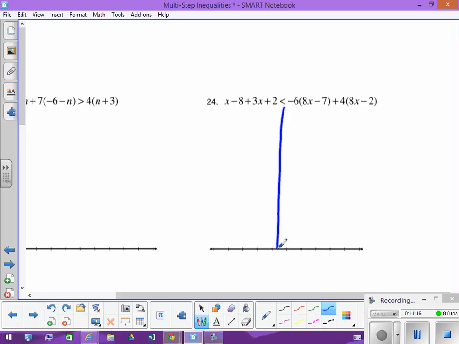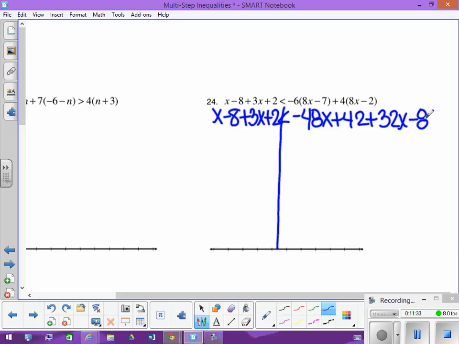Okay, we can distribute. So if we keep everything the same, we've got negative 48x plus 42 plus 32x minus 8. You've all got calculators, you've done multiplication. Very long, but it's not hard. So now we need to look at combining like terms. So we look at the left side. What can we put together?